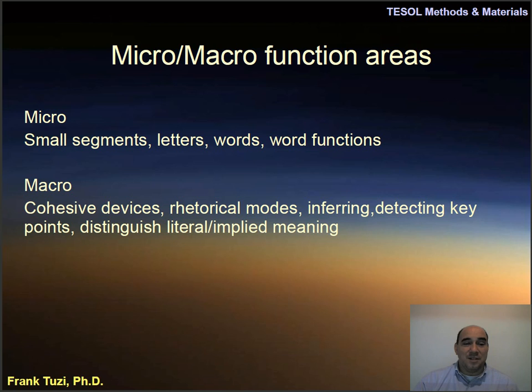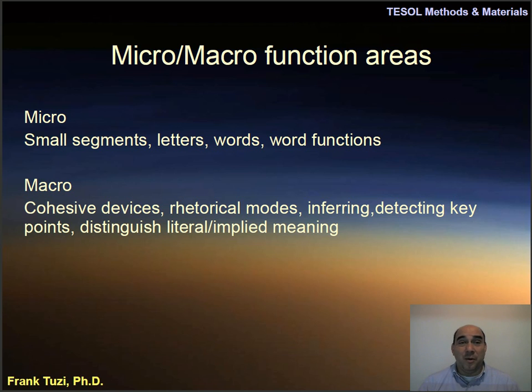Different characteristics of writing. What areas can we focus on when we're looking at writing? Again, at the lower levels, we can look at small segments. We can look at words, letters, word functions. We can look at word groupings when they're reading. We can look at things like clustering. We can look at cohesive devices. Whenever you see a therefore, I always ask, what's that there for?